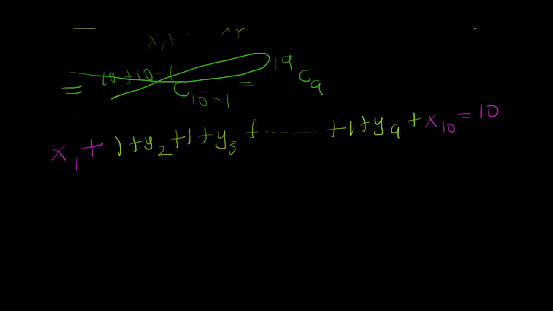So what is this now? This is x1 plus y2 plus y3 so on till y9 plus x10. If I take all these ones to that side, how many ones are there? There are 2, 3, 4, 5, 6, 7, 8, 9. There are 8 ones. So if I take all of these to the right hand side, I'll get what? 10 minus 8, which is 2. So I can just apply the formula now.